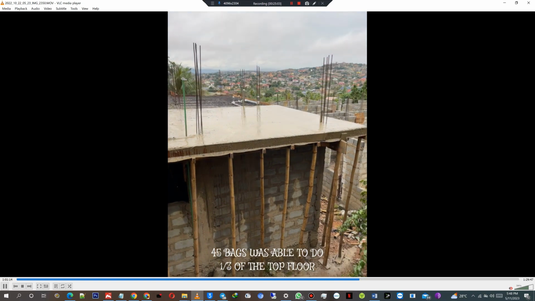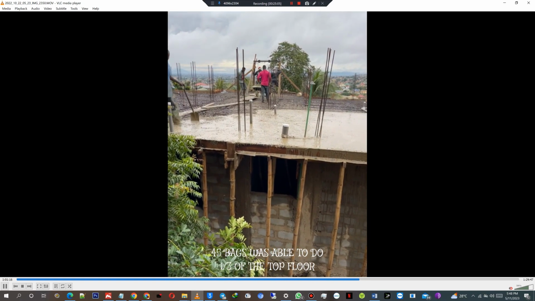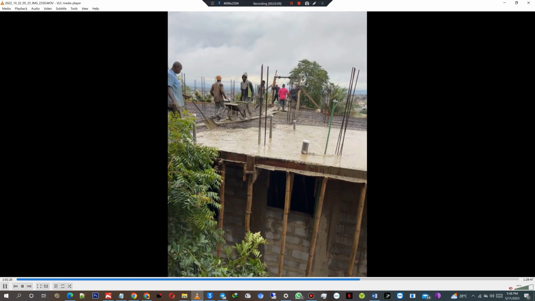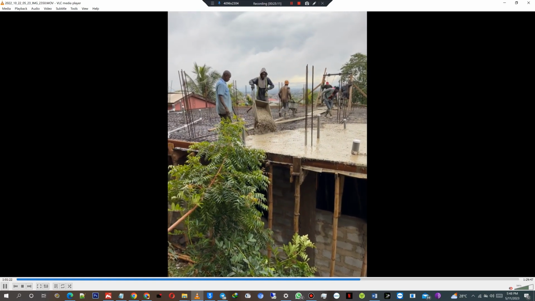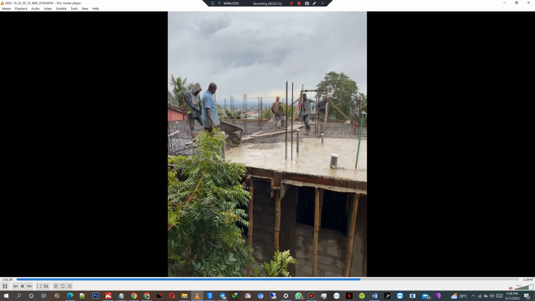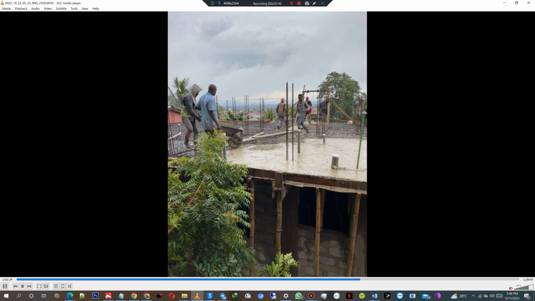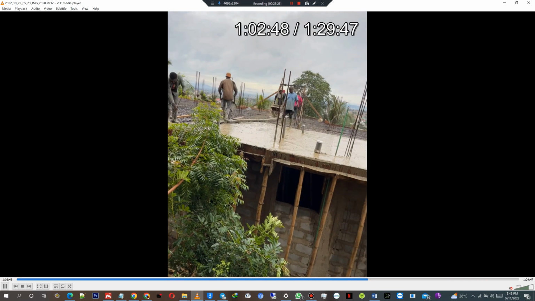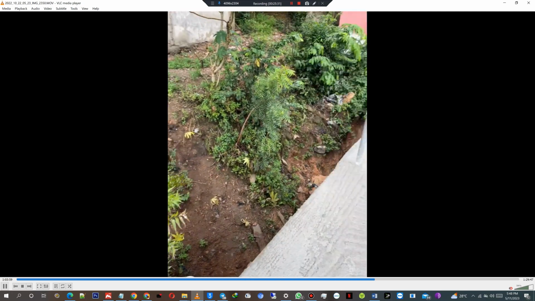I really suffered casting this floor. On the last day that this floor was done, guys, I was so relieved. Guys, casting is not a joke. Decking is not a joke. Let me say it that way. It's not easy. So this was how the casting went through.